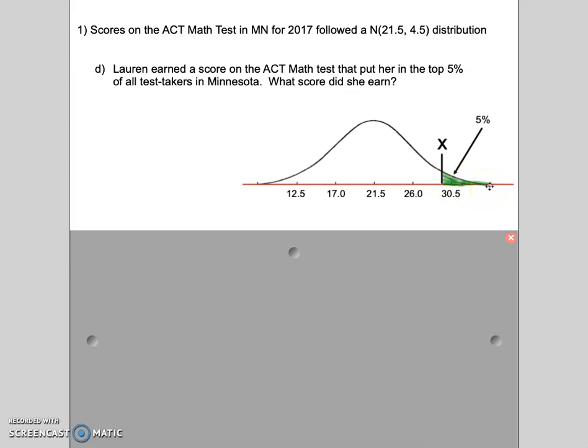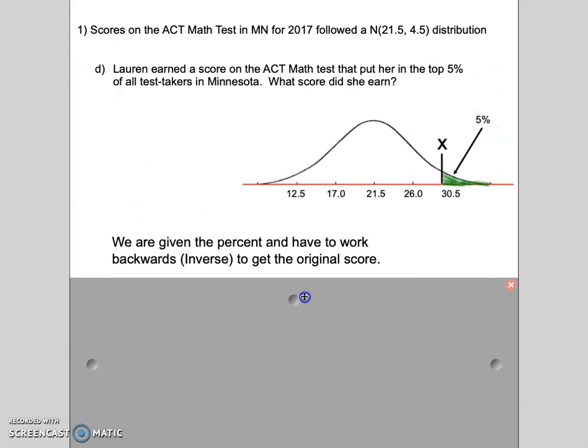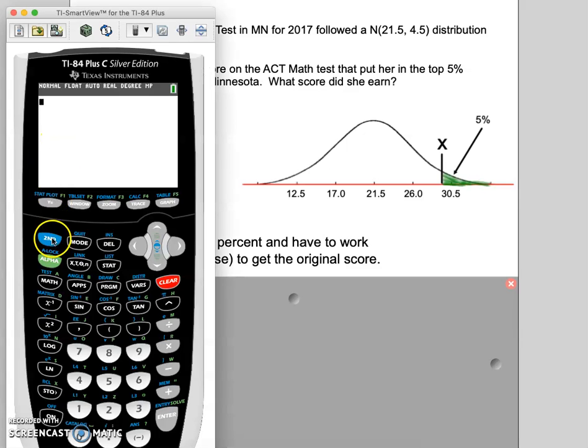This problem is different than the first 3 we have done. Why? So this problem, we are given the percent, and we have to work backwards to get to the original score. Mathematically, working backwards, the word inverse. Okay, I'm going to go to second distribution on my calculator. This time I want to work backwards on a normal curve. I'm going to hit inverse normal.